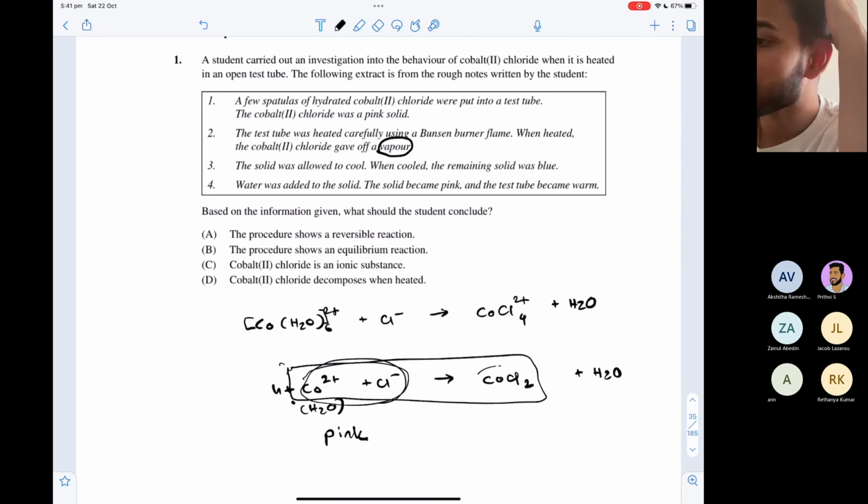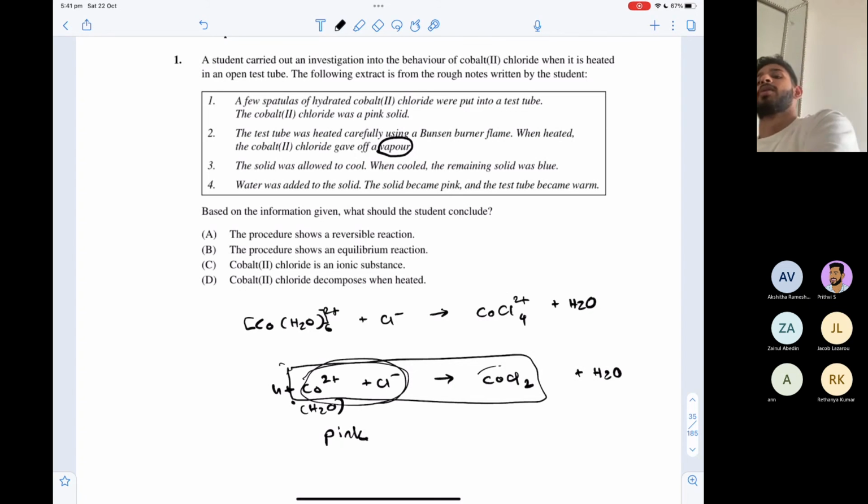Jacob? I had a question. So it says that it was heated in an open test tube, but doesn't the system have to be closed? When heated, put in a test tube, the cobalt chloride was a pink solution. When heated, cobalt chloride gave off a vapor.